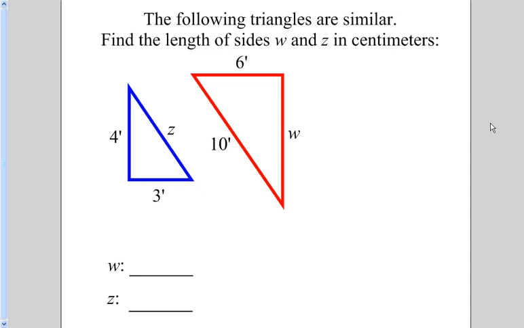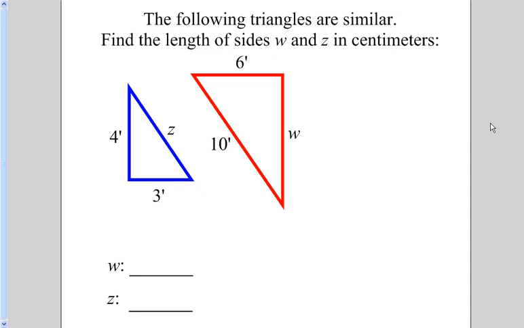This question tells us that the following triangles are similar, which, as we learned recently, are the same shape but a different size. And it asks us to find the length of sides W and Z. W and Z are on different triangles here. The thing that's really different about this question than the previous one that we looked at is that the second triangle, the larger one, the one that's colored red here, is turned upside down.